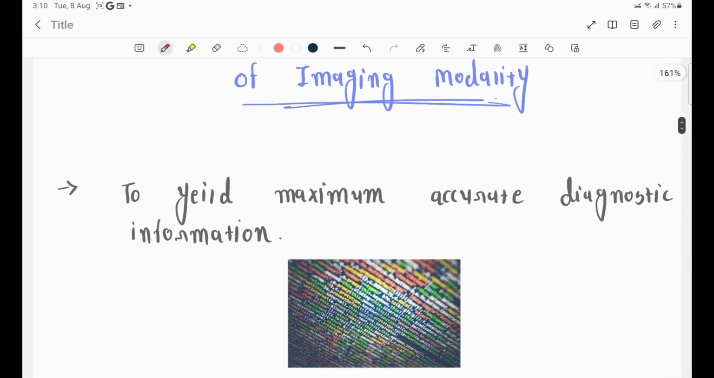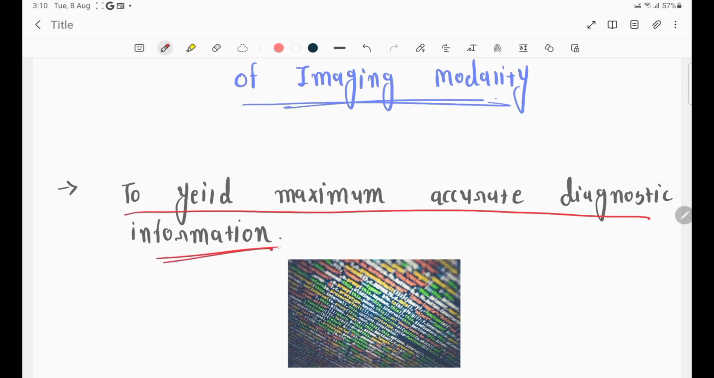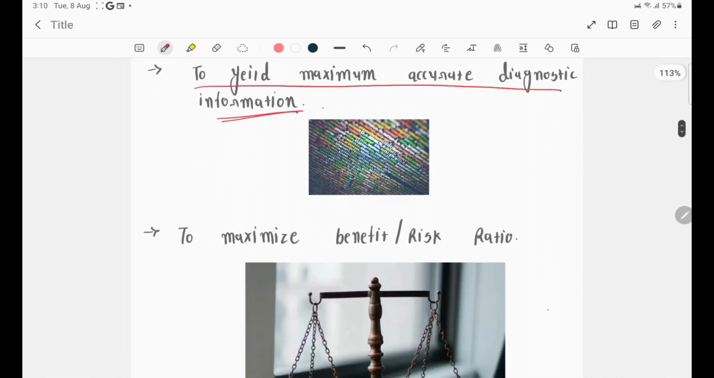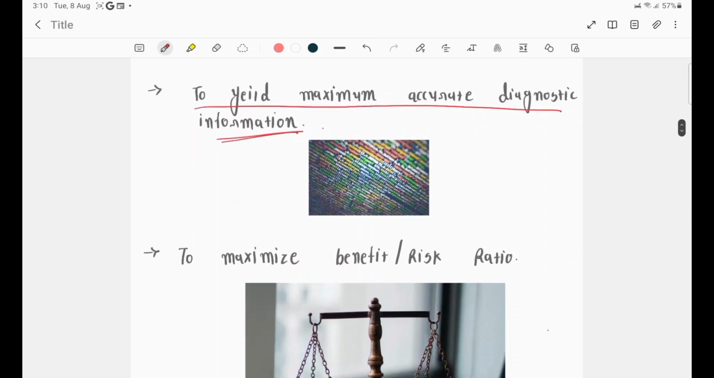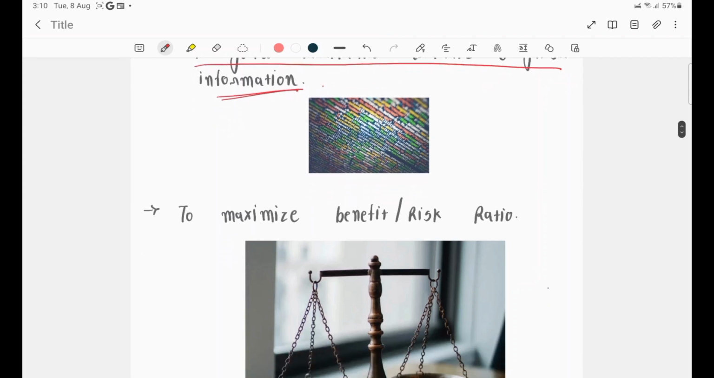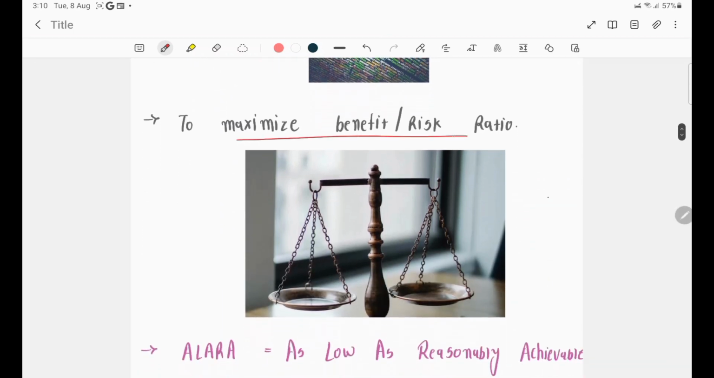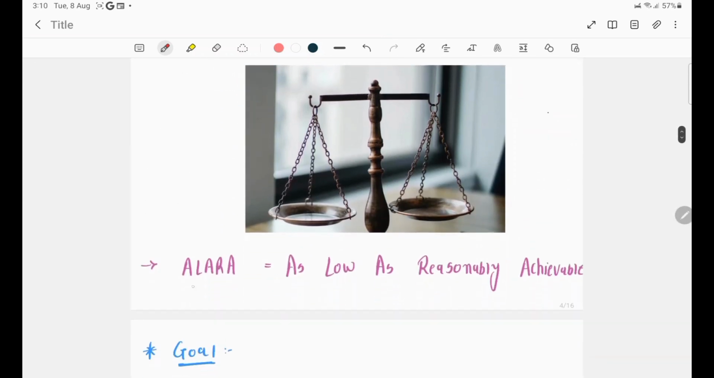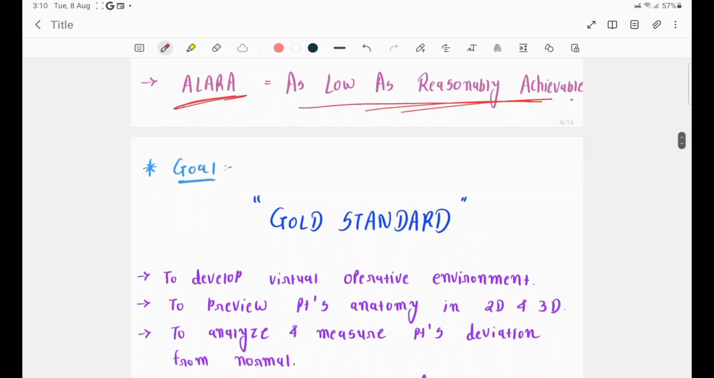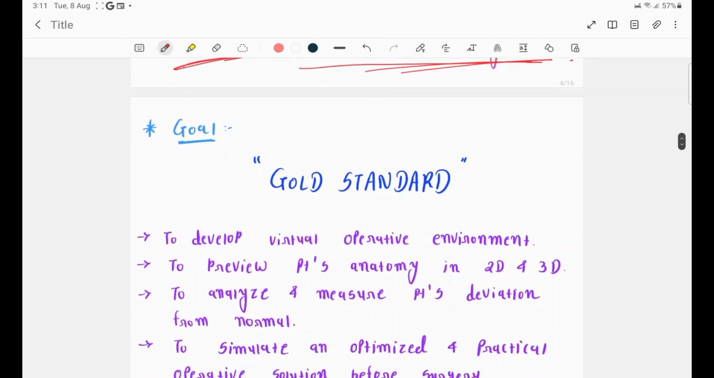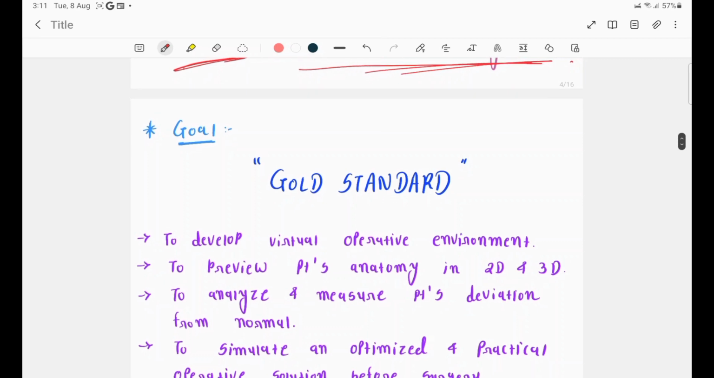Next, moving to fundamental tenets of imaging modality. As we take images, we follow two important rules. The first one is maximum accurate diagnostic information. We want to get the best information possible so we can understand our patient's problem well. Second is maximizing benefit risk ratio, and we are following ALARA, which is as low as reasonably achievable. We want to get great information, but we also want to keep our patient safe. So we make sure to use imaging techniques that have low risk.